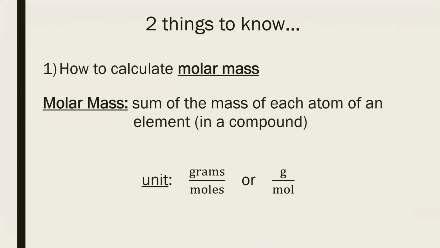So the very first things you have to understand before you can actually move on to stoichiometry problems are, number 1, how to calculate molar mass. Remember, molar mass is the sum of all the masses of all the atoms of all the elements in a compound. If we were just calculating molar mass, it would be grams per mole. However, when you plop it into a stoichiometry problem, you only need to write grams because the mole is represented elsewhere.